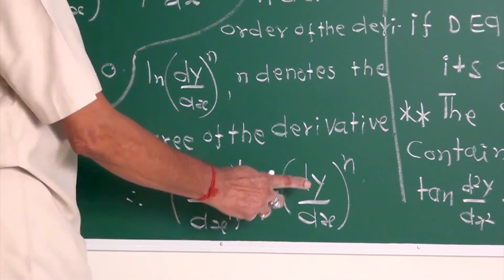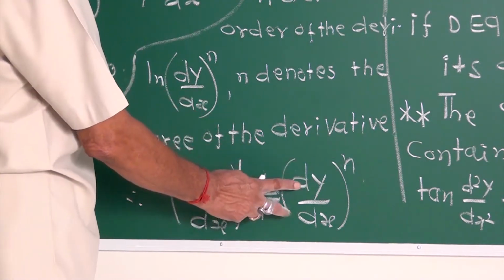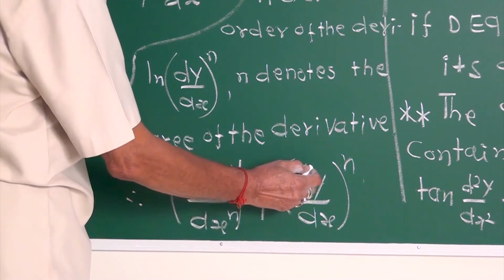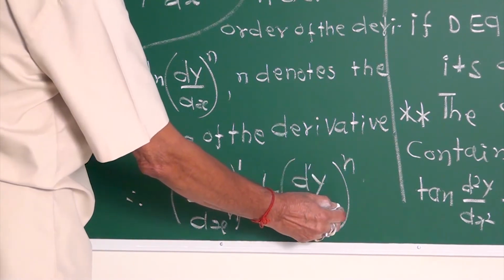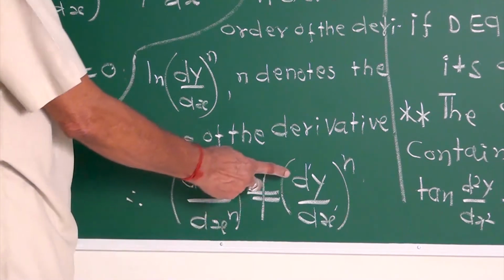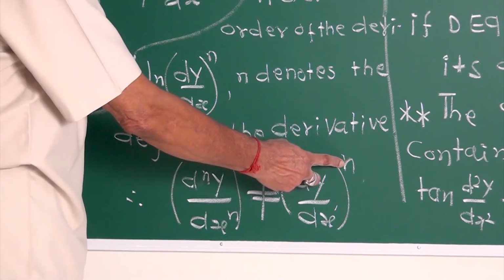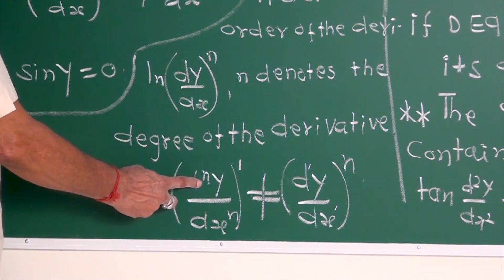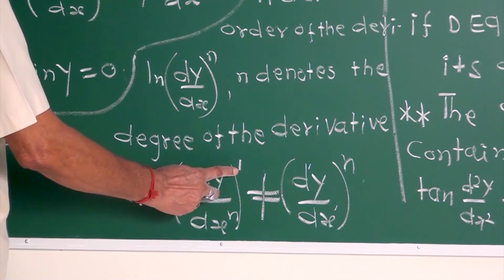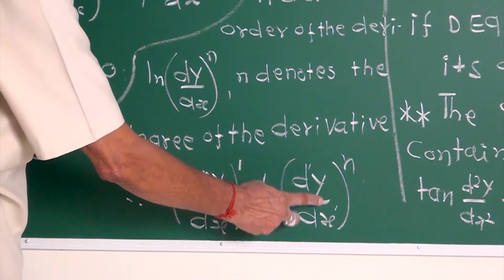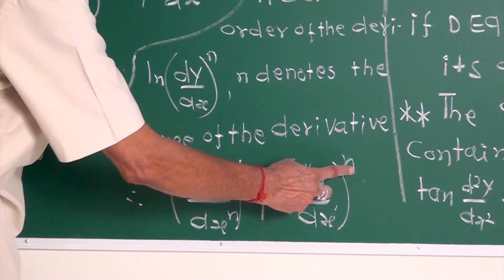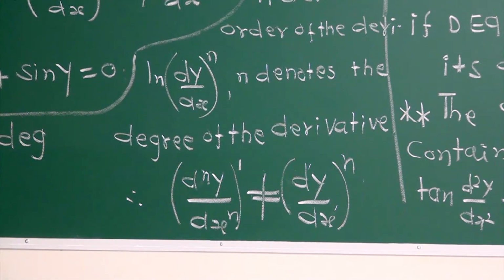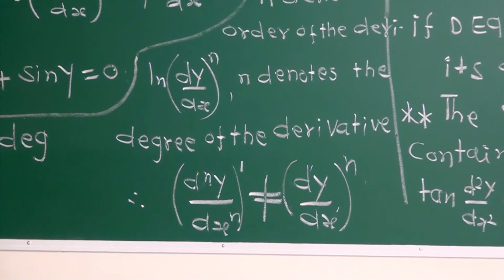In this symbol, my friends, power is degree. Then what is dy by dx? It is a derivative of first order. So in (dy by dx)^n, the order is 1 and the degree is n. In the other, order is n, degree is 1. The power of the derivative is the degree, and this is the order. You must know this, my friends. It is a very, very important rule.